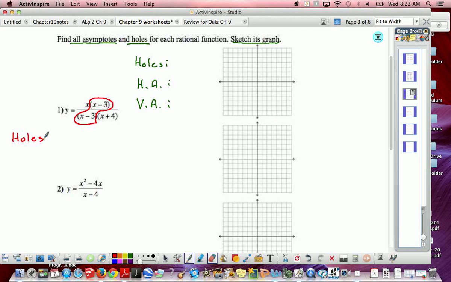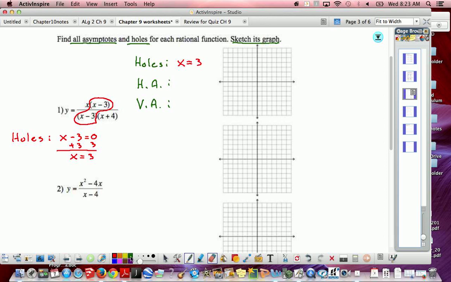So I have a hole when x minus 3 equals 0, because I can't divide by 0, so that factor can't equal 0. I set it equal to 0 to find out where there's going to be a hole in the graph, where it won't exist. So I have a hole at x equals 3.